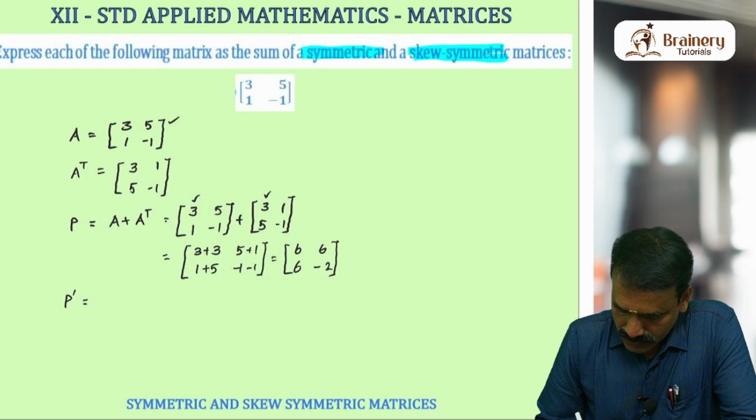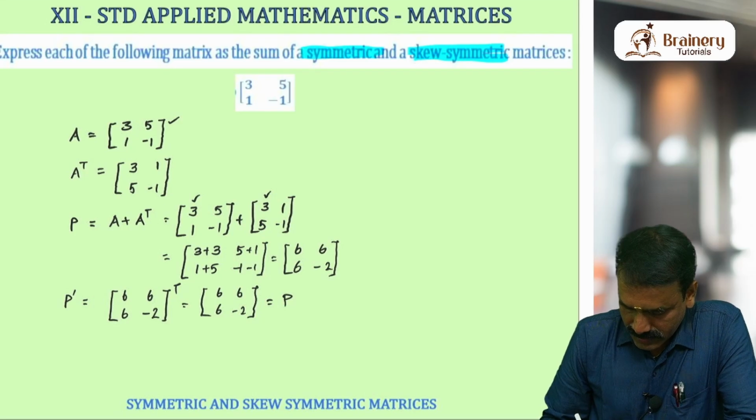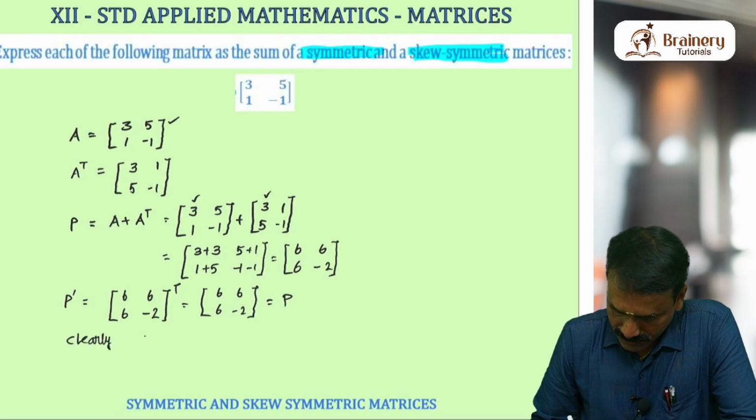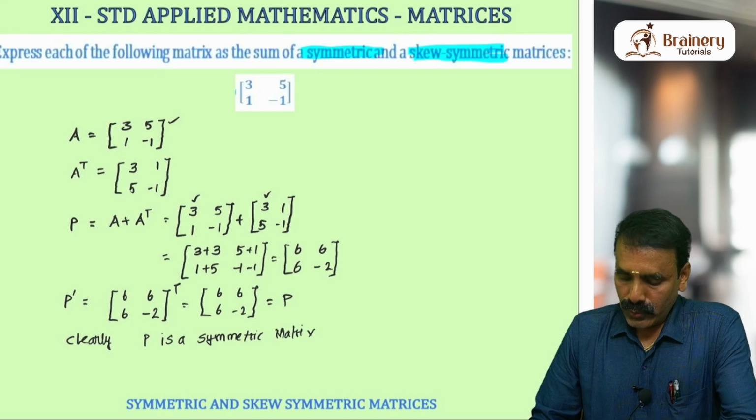P transpose is equal to [6, 6; 6, -2] transpose, which is nothing but [6, 6; 6, -2], which is equal to P. So clearly P is a symmetric matrix. Now I am going to find Q.